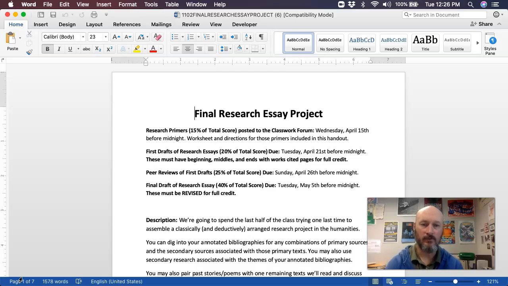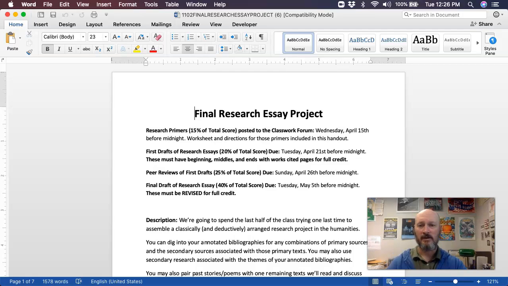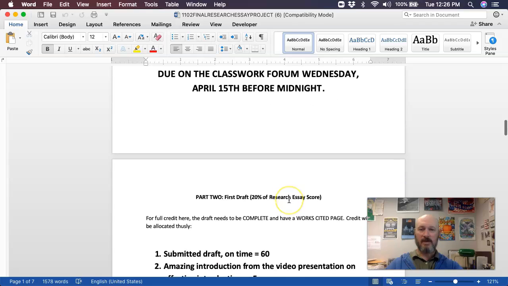I want to go over this handout one more time to show you what you're in for and to discuss some of the prompts, how you can get the best effect and help out each other. I want to remind you that the peer reviews are worth 25% of your total score. Remember, there's 10 points to be had on this scale. Your research primer was 1.5 points. Turning in the rough draft on time, Tuesday evening, the 21st, is 2, and then this is going to be worth 2.5. Let's go ahead and scroll down.